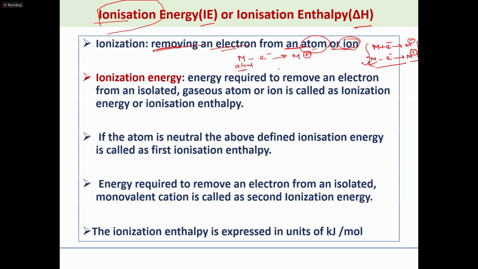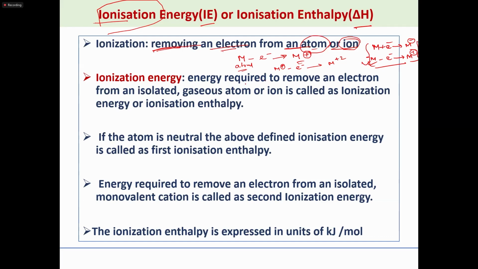Similarly, suppose I have this ion. From this ion, I am removing one electron, then it will have two positive charges. So one electron could be removed from this atom, or from this ion. Basically, that is removing an electron from an atom or an ion.